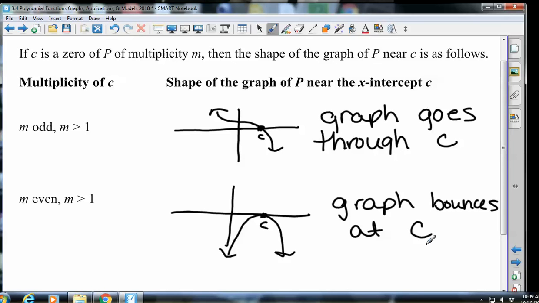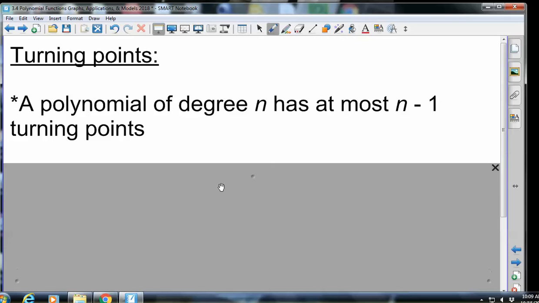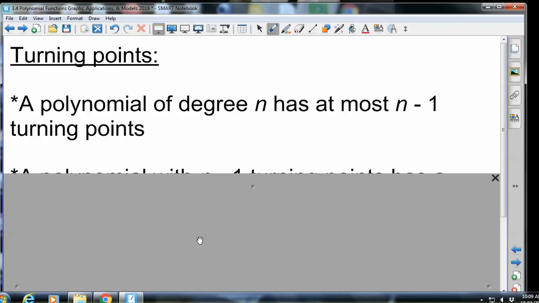We know now how to determine the end behavior of a graph. And looking at the zeros, we're going to decide if it bounces or goes through, and we know that's based off the multiplicity. Another thing we're going to talk about on our graphs are turning points. Turning points are where your graphs change direction. And so it is based on the degree of that polynomial. So the degree is your n, that's your highest power. It says a polynomial of degree n has at most n minus 1 turning points.